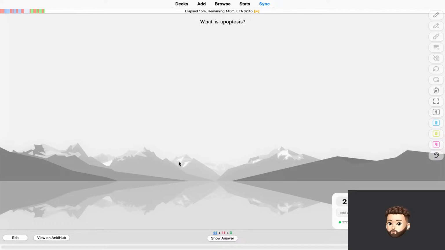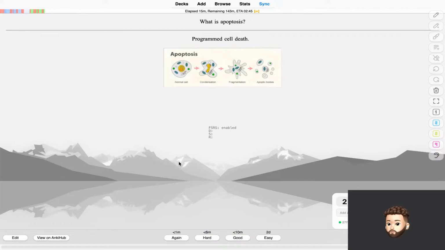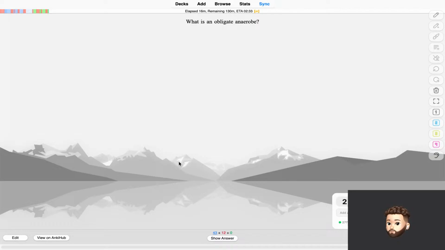Apoptosis. It's like cell death, programmed cell death. Okay. What is an obligate anaerobe?